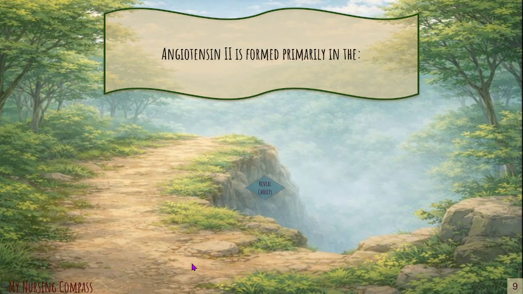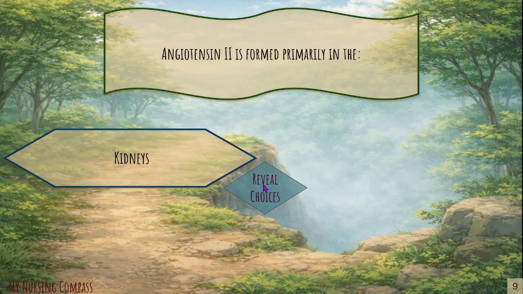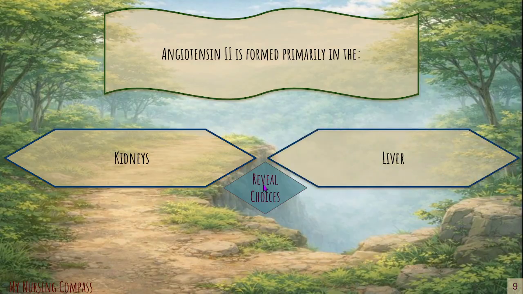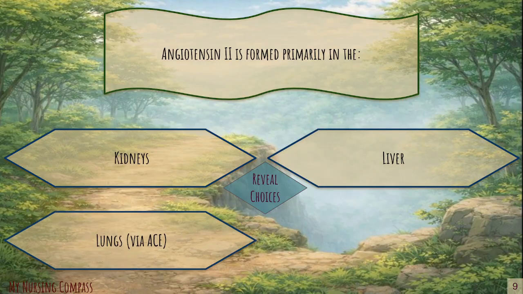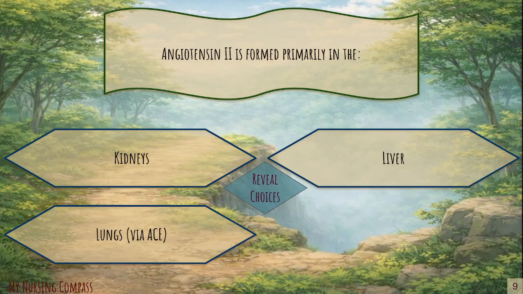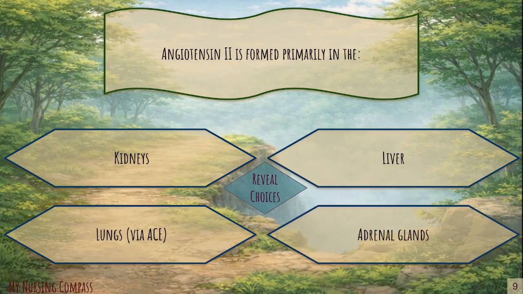Angiotensin 2 is formed primarily in the what? Kidneys, liver, lungs, adrenal gland. Where is angiotensin 2 formed?